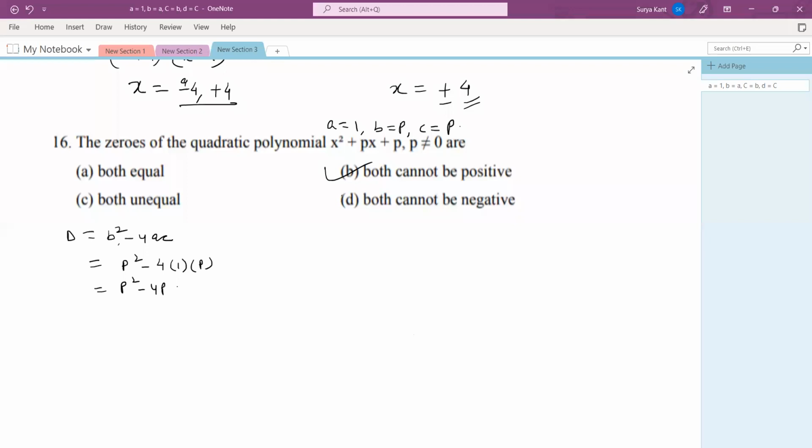What you have sent? Same question, same answer is only given here, but please check the process. Okay. So here they have given the sum of the zeros and the product of the zeros, right? The sum of the zeros, alpha plus beta, is equal to what? Minus b by a, that is minus p by 1. And alpha beta is equal to what? P, right?